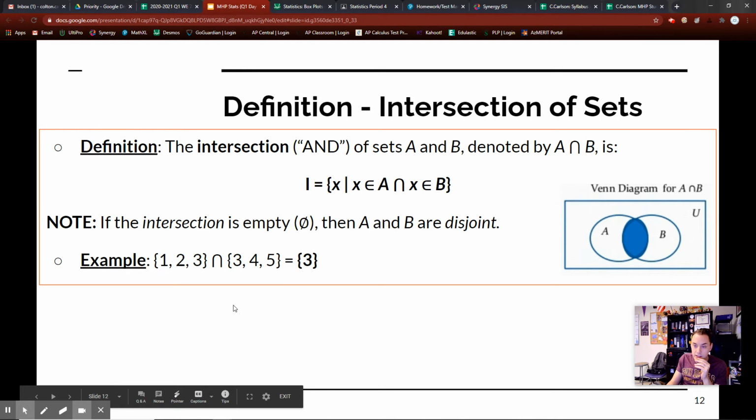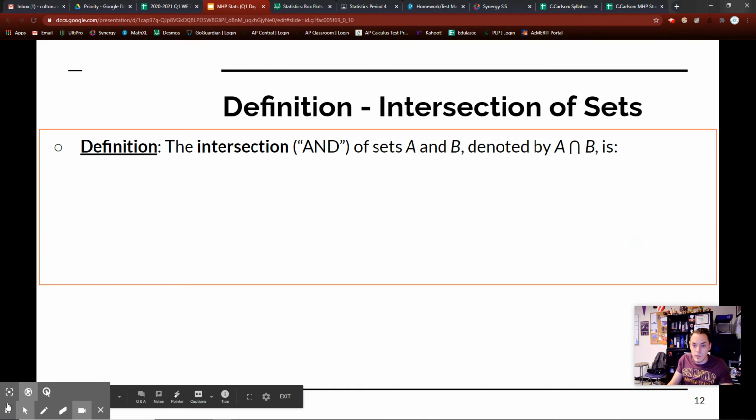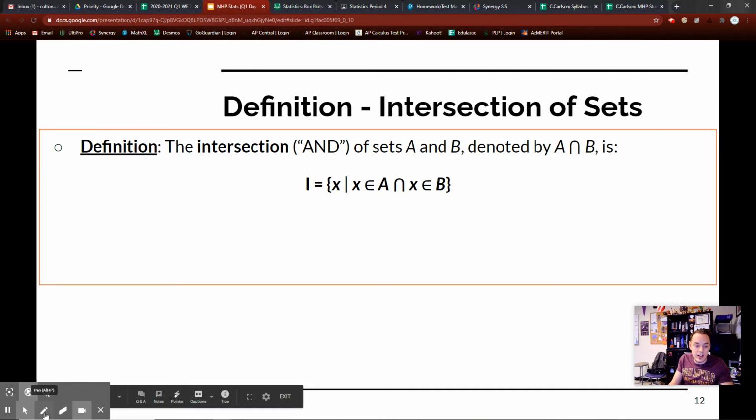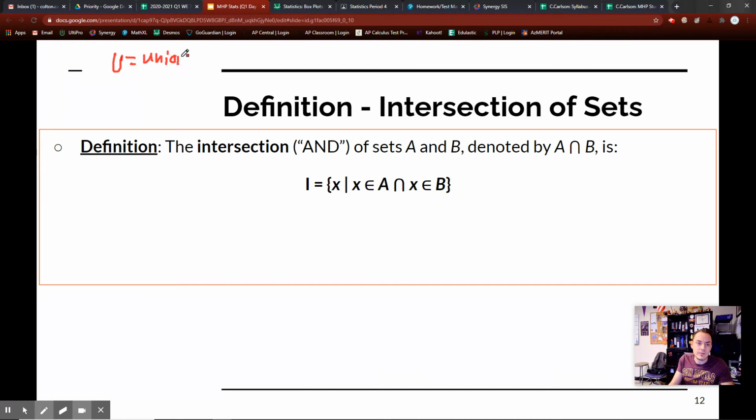Now, this is contrasted with what we call the intersection of sets. The intersection of sets A and B, denoted by A, upside down U, B, is this. The intersection equals the set of all x such that x is an element of A and x is an element of B. Now, if you're trying to think about how you can distinguish between or and and, well, this U is union, and it means or. Upside down means intersect, and it means and. How do I know it means and?